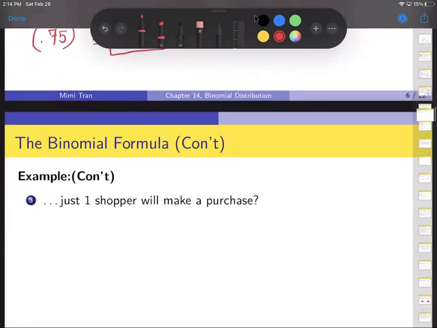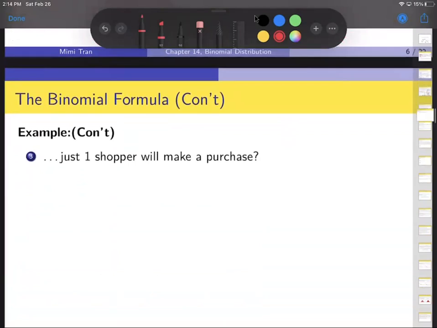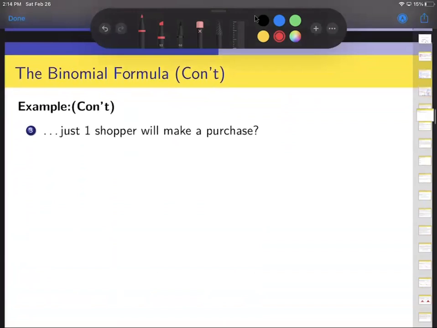All right. Now I want to know, this one is pretty important, we'll find out why it's important. I want to know the probability that just one shopper makes a purchase.